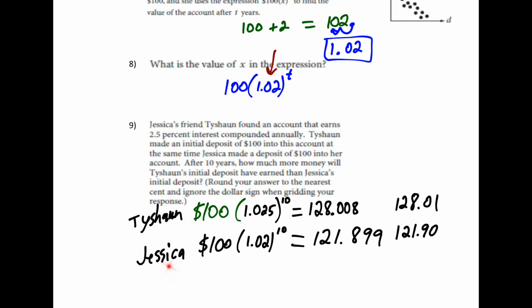If you compare that to Jessica's, who earned the 2% interest instead of the 2.5%, over the course of 10 years, and you round these to dollars and cents, you can subtract these two numbers, and you'll get $6.11. And that's your answer.